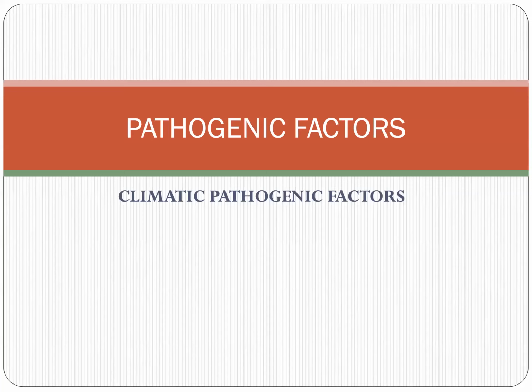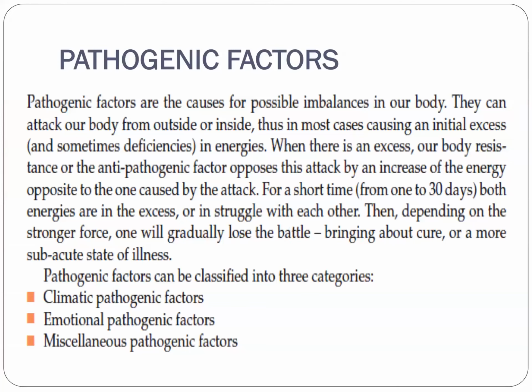Good afternoon, everyone. Welcome to our new topic, pathogenic factors. Pathogenic factors are the causes for possible imbalances in our body. They can attack our body from outside or inside. Thus, in most cases, they cause an initial excess and sometimes deficiencies in energies. When there is an excess, our body resistance, or the anti-pathogenic factor, opposes this attack by an increase of the energy opposite to the one caused by the attack. For a short time, from 1 day to 30 days, both energies are in the excess state or in struggle with each other. Then, depending on the stronger force, one will gradually lose the battle, bringing about a cure or a more subacute state of illness.